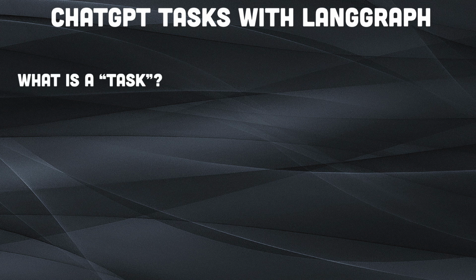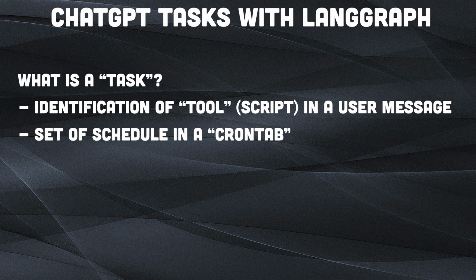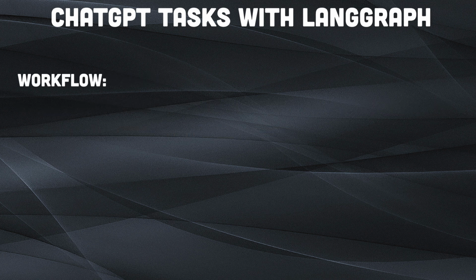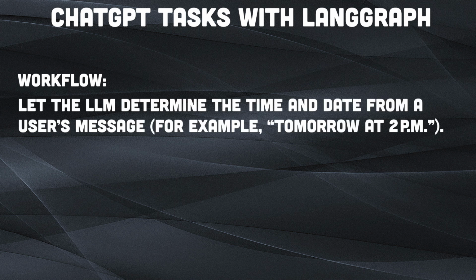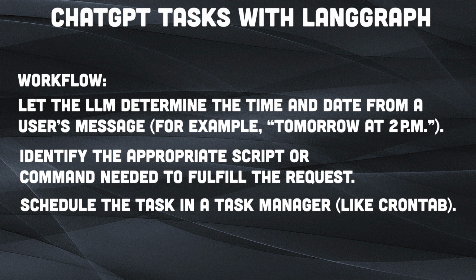ChatGPT identifies a script or command to run and sets up a cron job for you. A cron job is a task that runs regularly or at a given time. So at a high level, we have to do the following. We have to parse the user's natural language for time and date. We then have to identify a given script or command to run. So this is of course limited, we cannot do everything. We then have to schedule the script automatically. So let's dive in and explore how this works with LangGraph.